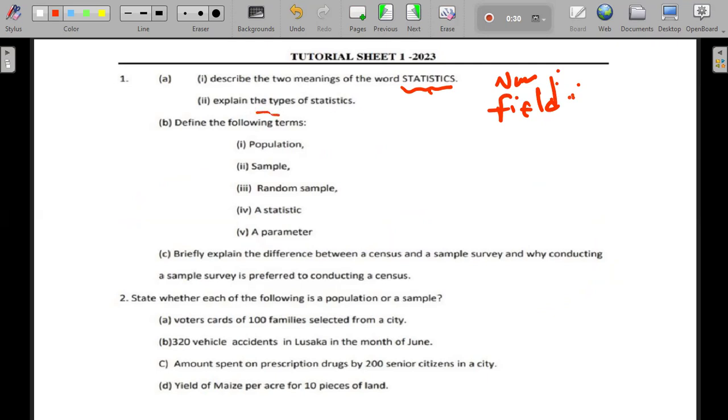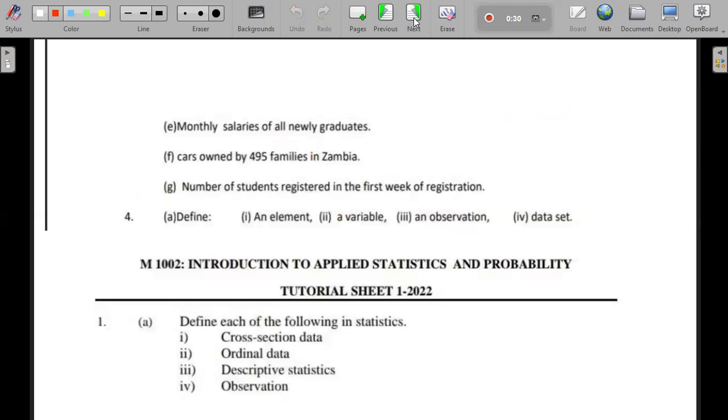Then explain the types of statistics. We did that. What a population is, what a sample is, what a random sample is. All this we did in the first lesson. There's really nothing that I can do to make you know this. You just have to study and master the definitions. When they come, you just answer them. I think some questions here we did.